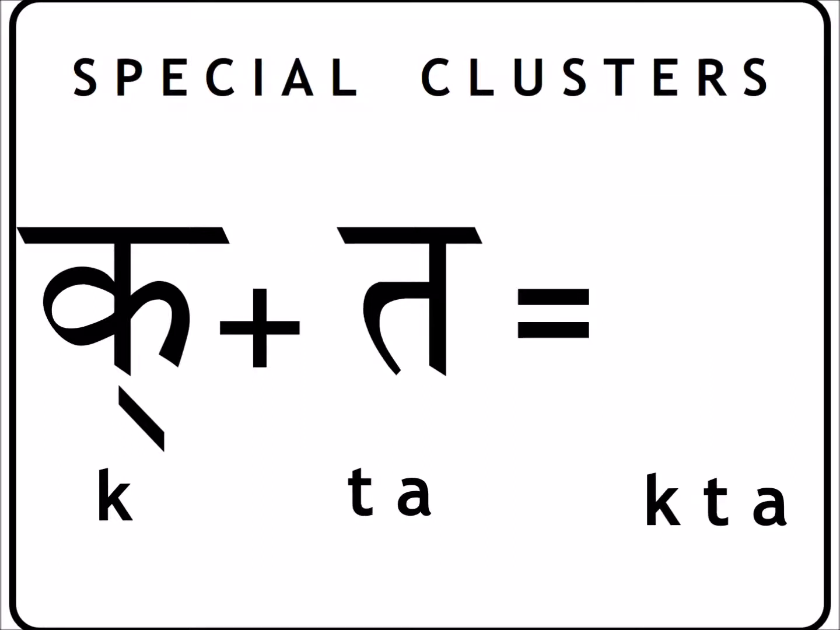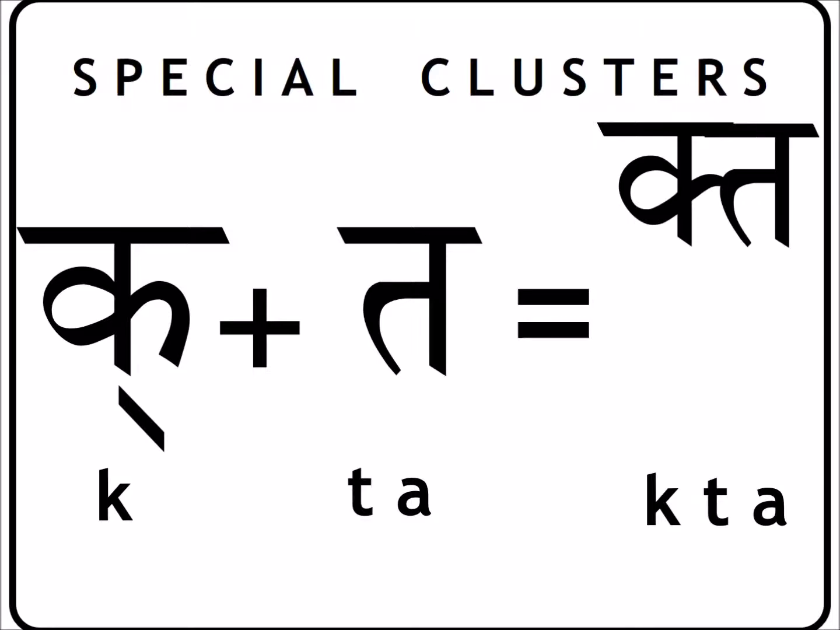To get ka and ta, to get kta, you can actually do one of two ways. You can do it the way that we did in the last lesson where we took the half letter form of ka and combined it with ta to get kta. This is perfectly acceptable, but you can also write this in this shape as well to get kta. Kta.